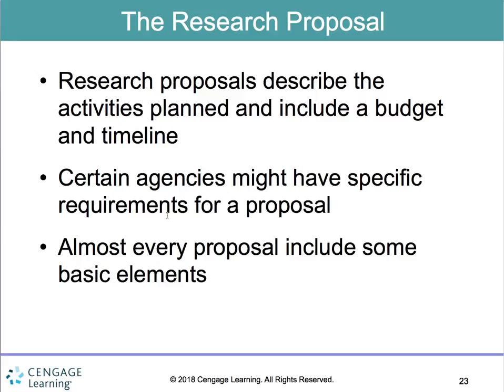Certain agencies might have specific requirements for a proposal. Anytime you're trying to write an article for a certain organization, they're going to have requirements for you to turn in, just like I will tell you what I want for your paper. I'll say 7 pages, 6 pages, 10 pages, whatever it is, and I'll tell you exactly what I want. Always follow those guidelines. If you want to get published or you want people to take you seriously, be respectful, follow the guidelines and the rules. Almost every proposal includes some basic elements. They want you to connect the dots, just like an average person reading your paper.